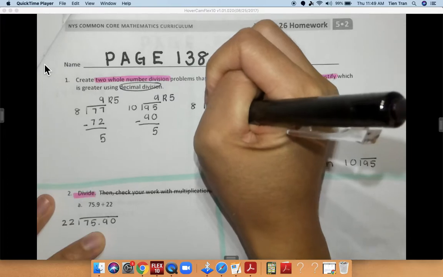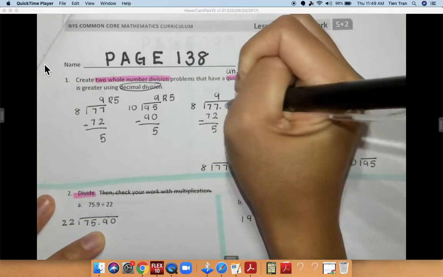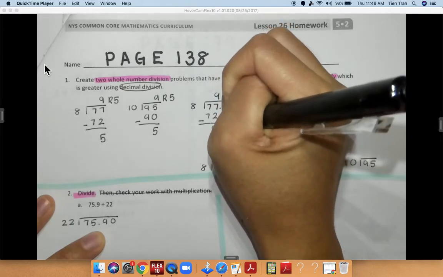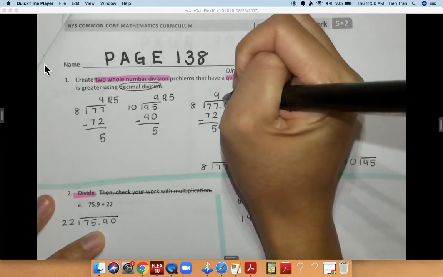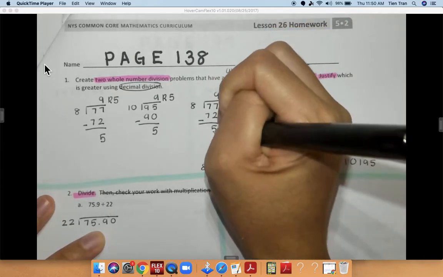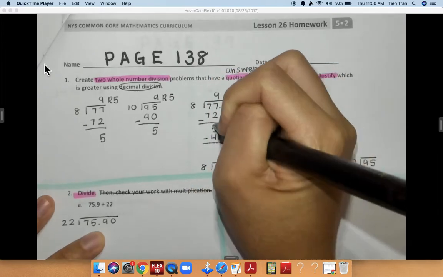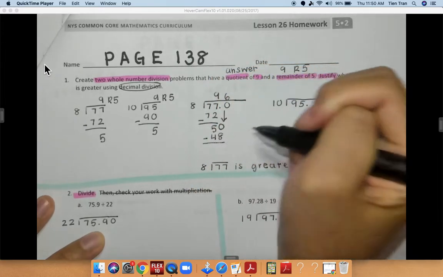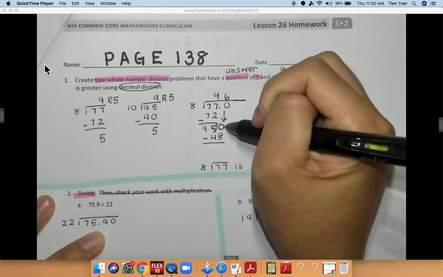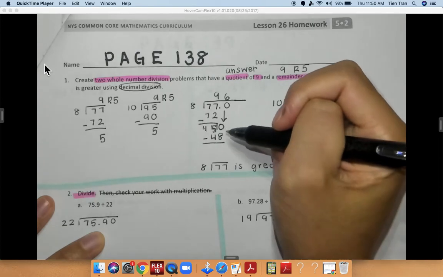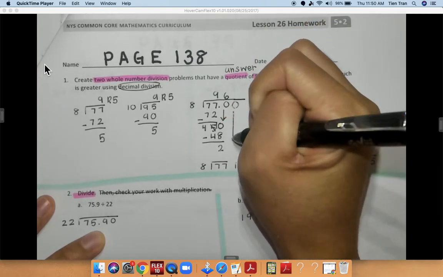Now, that is equal to 72. Subtract. 7 minus 2 is equal to 5. Add a 0. Bring down your 5. Bring down your 0. 8 can go into 50 6 times. 6 times 8 is equal to 48. I'm going to subtract. 0 minus 8 cannot happen. I need to regroup. My 5 changes to 4. 0 turns to a 10. 10 minus 8 is equal to 2. I'm going to add a 0 and continue.